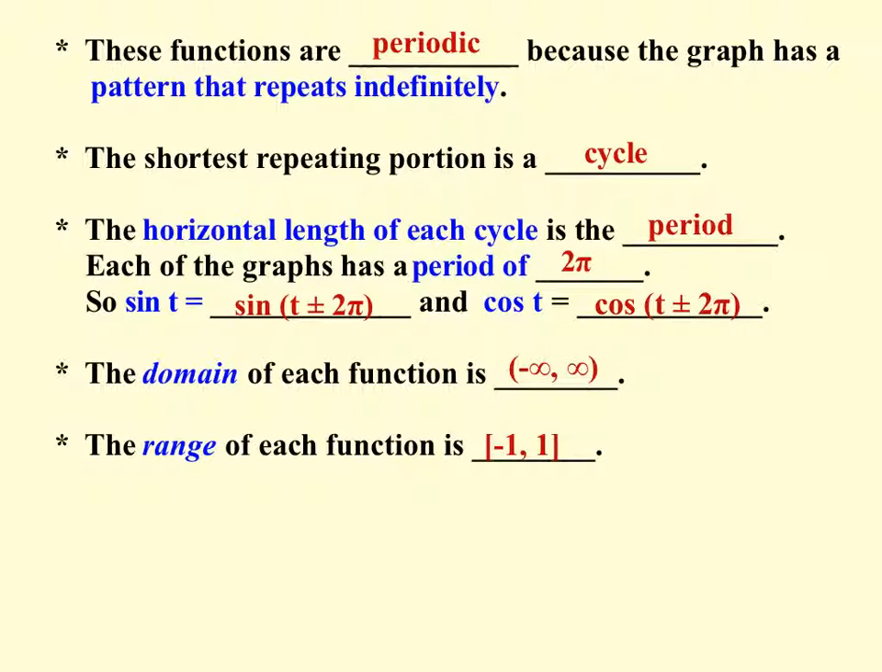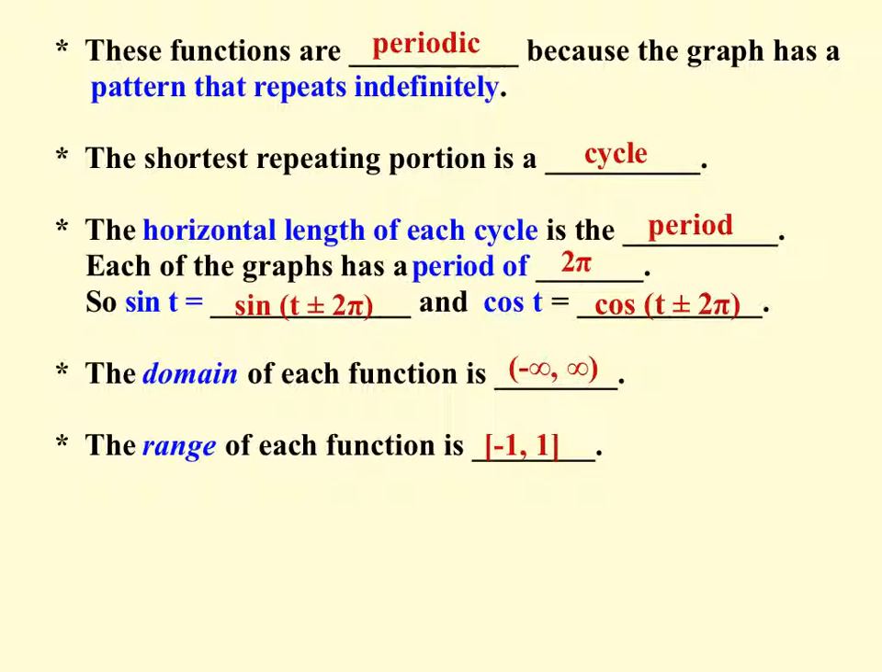And so that brings us to some vocabulary. We say that the sine function and the cosine function are periodic, and by periodic we mean that the pattern repeats. The shortest pattern that repeats is called a cycle, and the length in the x direction, the horizontal length, is called the period of the function.